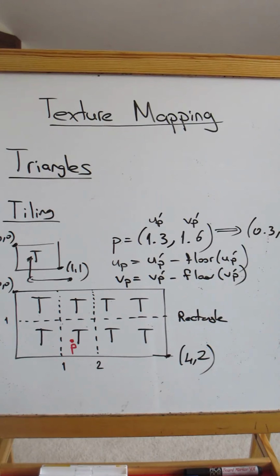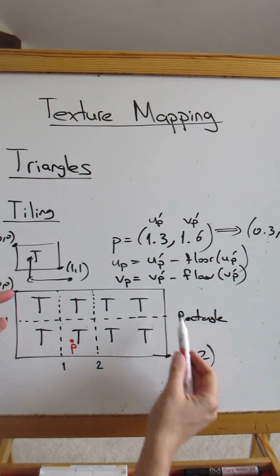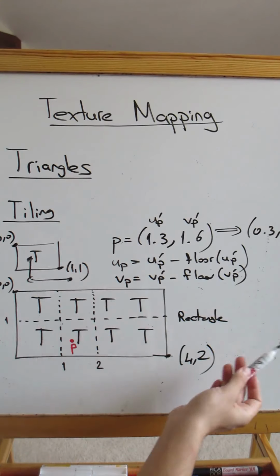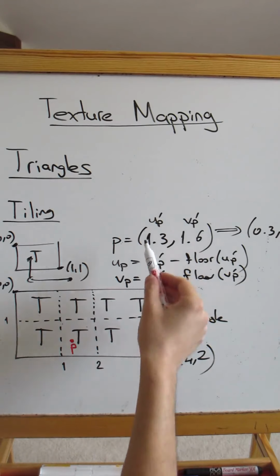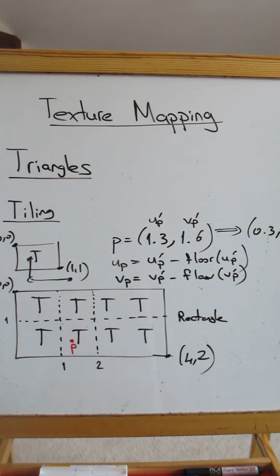So for tiling, we do two things. We allow the texture coordinates to be outside of the 0, 1 range on the model. And when we need to look up into the texture, we subtract the floor of the texture coordinate from the coordinate itself to find the point inside the texture.